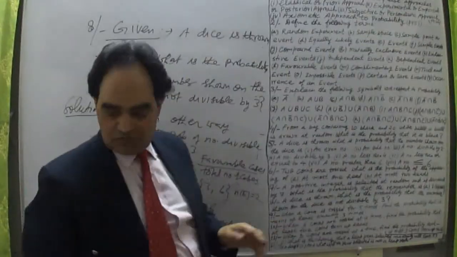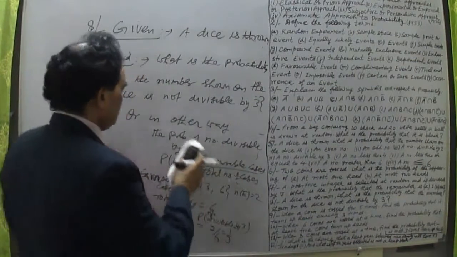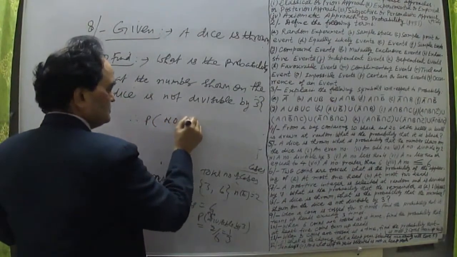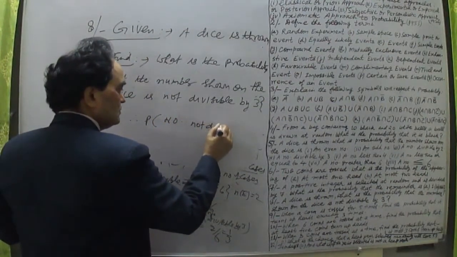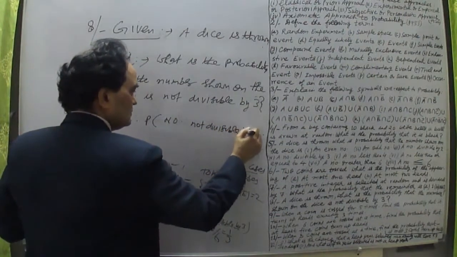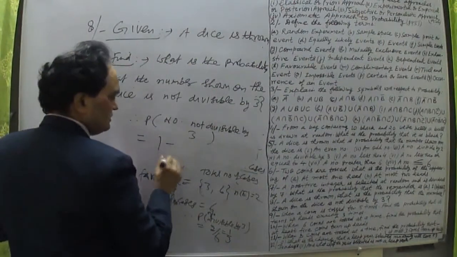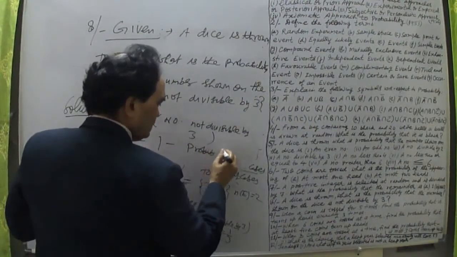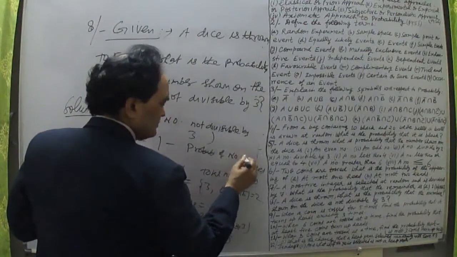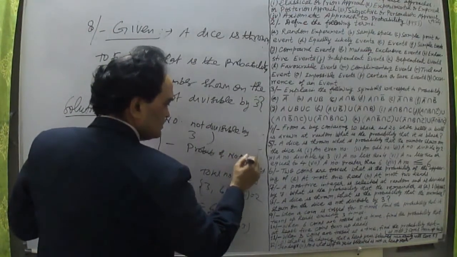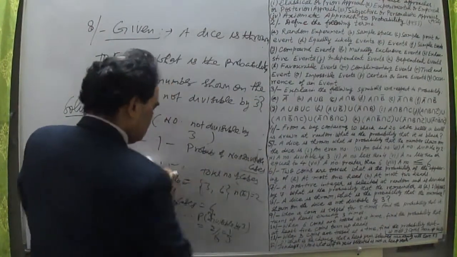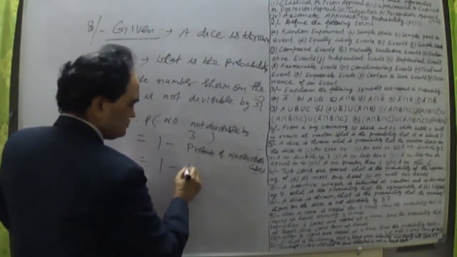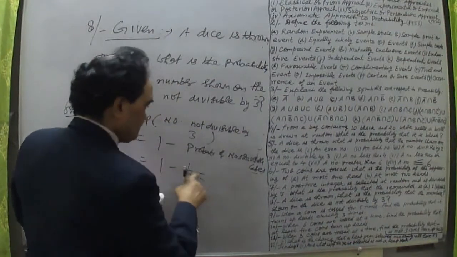But we have to find out the probability of numbers not divisible by 3. Therefore, the probability of numbers not divisible by 3 is equal to 1 minus the probability of numbers divisible by 3. This is the second method of solving this question. This is 1 minus 1 by 3, which we just calculated as 2 upon 6, for numbers divisible by 3.